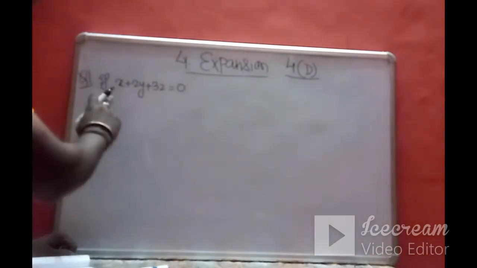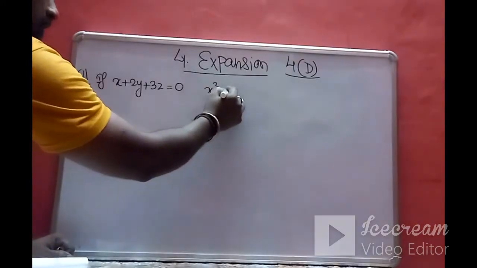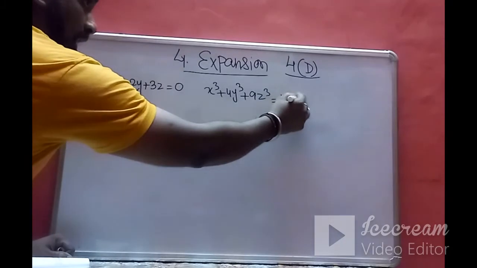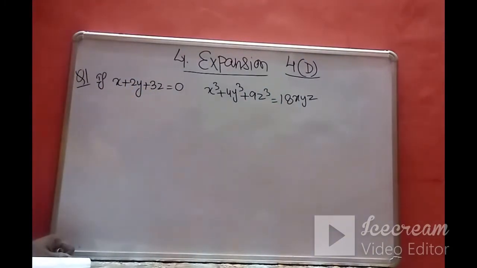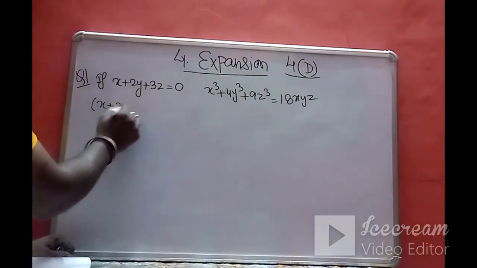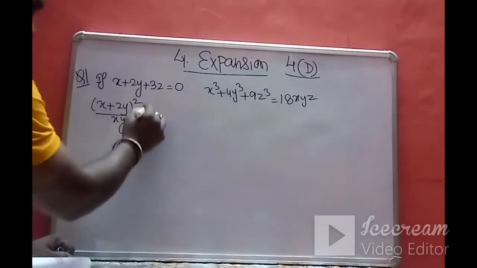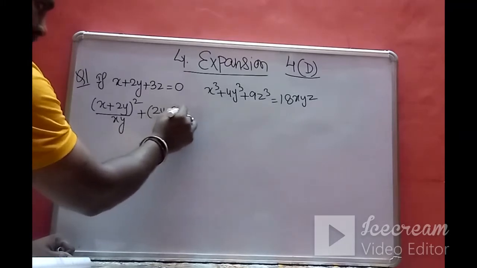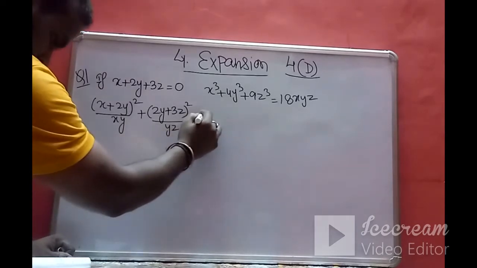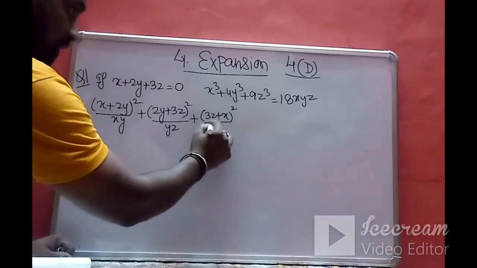So it is given that x plus 2y plus 3z equals 0 and x cube plus 4y cube plus 9z cube equals 18xyz. Okay, so with the help of this, we have to evaluate (x plus 2y) whole square upon xy plus (2y plus 3z) whole square upon yz plus (3z plus x) whole square upon zx.